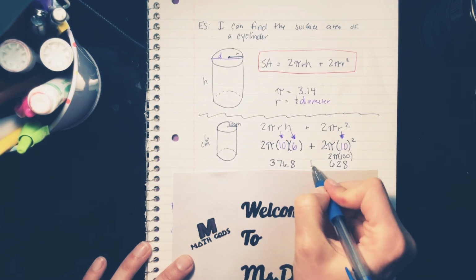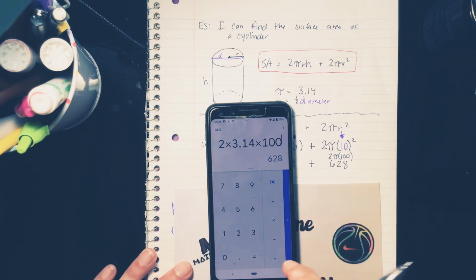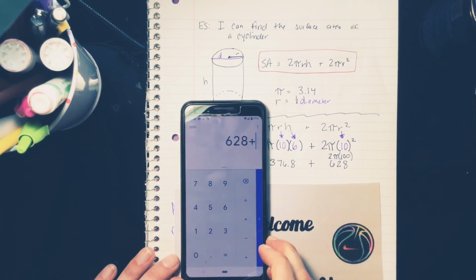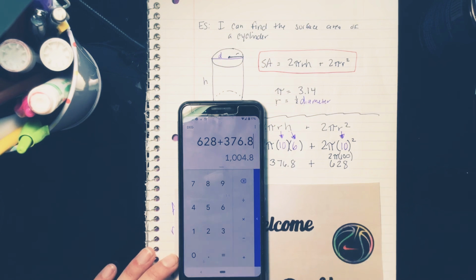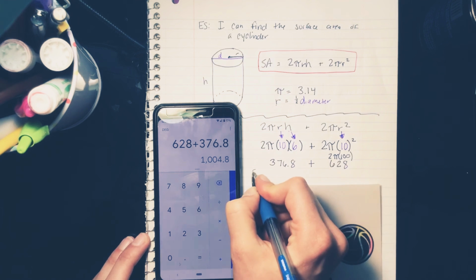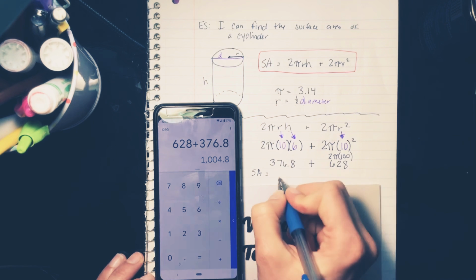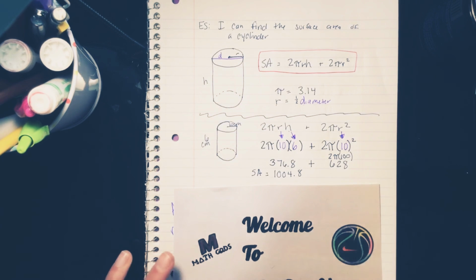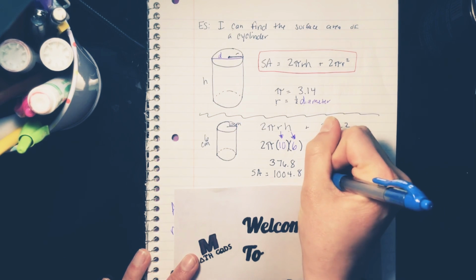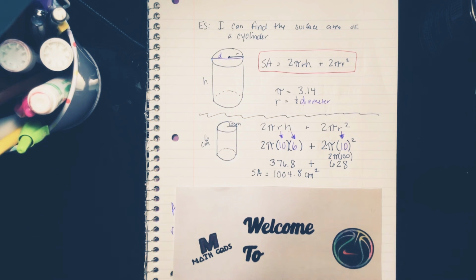Then we add those two together, and I get out my calculator again. I already have 628 plus 376.8. All right, and that gives us, drum roll, please. That's my weak drum roll. Is equal to 1004.8. And remember, we need to label it, so we would look back at our cylinder can, and it is centimeters squared. So that's how you do a problem when it gives you the radius.